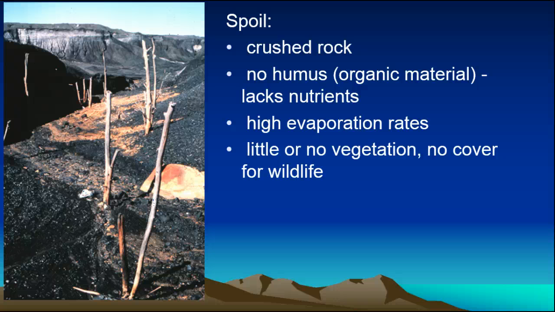So it's crushed rock. You tend to, at that point, have taken out the topsoil, so there's not really any organic material in it. There's no real nutrients there. It tends to be very large, and that leads to very large chunks. That leads to a high evaporation rate, so water's not going to stay in it for very long. And there's really no vegetation growing there, so there's no cover for wildlife. It's not a productive ecosystem at that point once you have the spoils left behind.